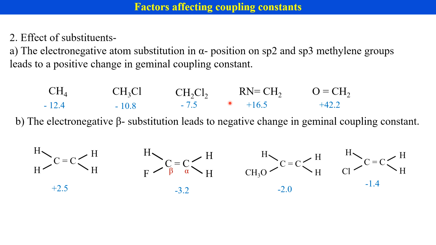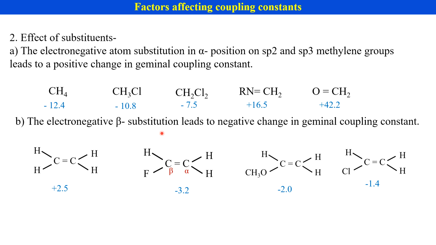In case the carbon atom is in sp2 hybridization state, and there is an electronegative atom at alpha position, there is a positive change, +16.5. If there is oxygen, the coupling constant is +42.2. That is, there is a positive change in coupling constant.